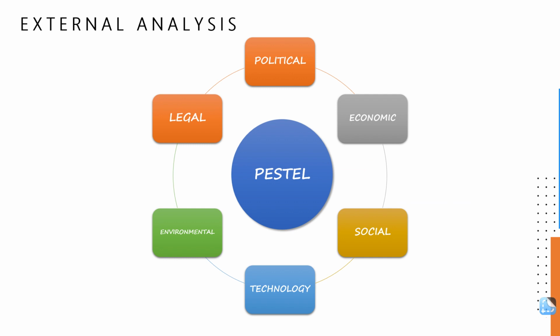We are going to see three tools to analyze the external factors. Firstly, the most effective tool for analyzing external factors is PESTEL. PESTEL is an acronym for political, economic, social, technological, environmental, and legal. PESTEL is a framework used to analyze the external factors that can impact a business. So political includes government policies, regulations, and political stability.